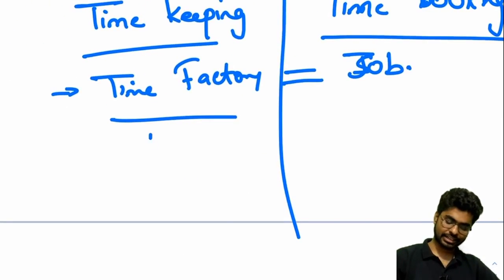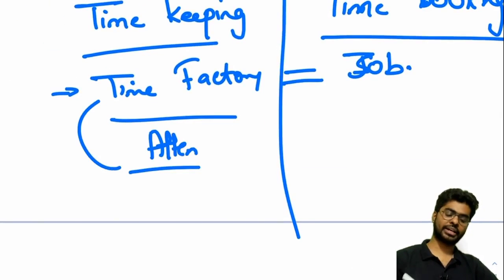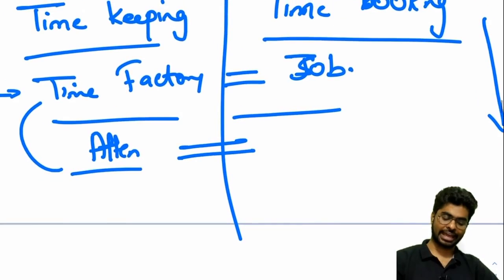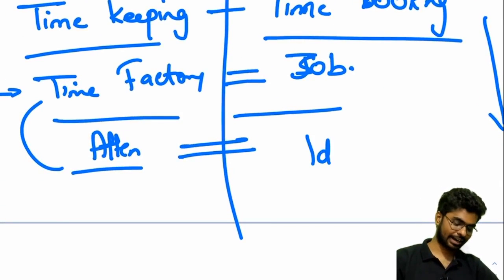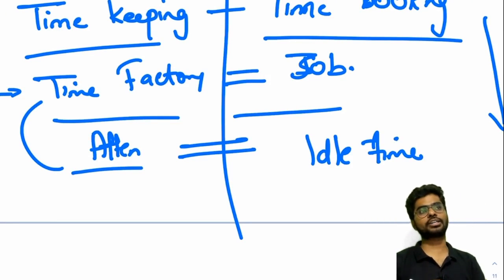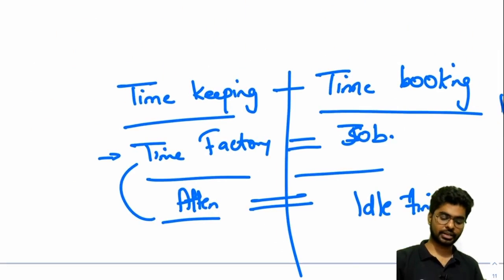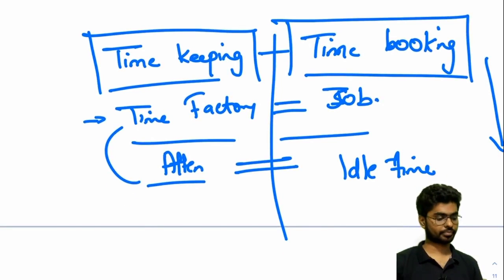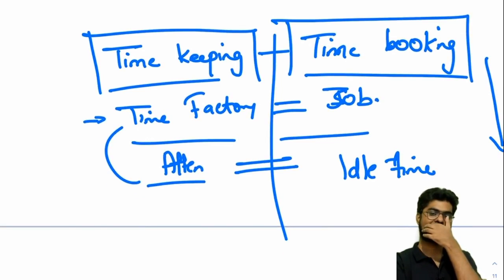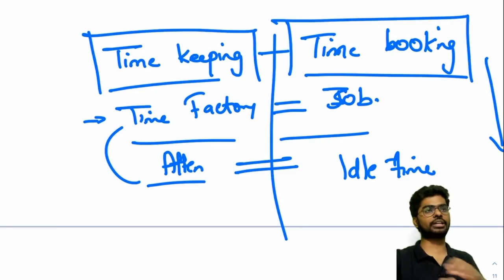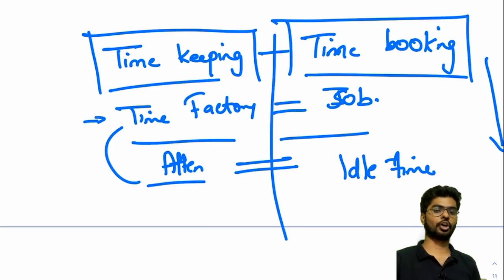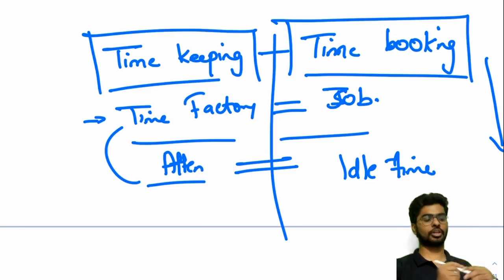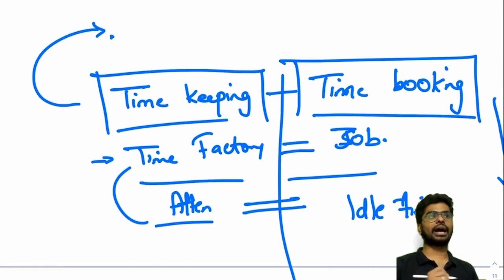Now timekeeping, as I said, is the attendance, the time spent in the factory. Time booking is the time on the job. The difference between timekeeping minus time booking is called idle time. Now guys, remember this: an employee will be paid salary based on timekeeping or time booking? Wrong. An employee is going to be paid salary based on timekeeping. Time booking will always be lower.